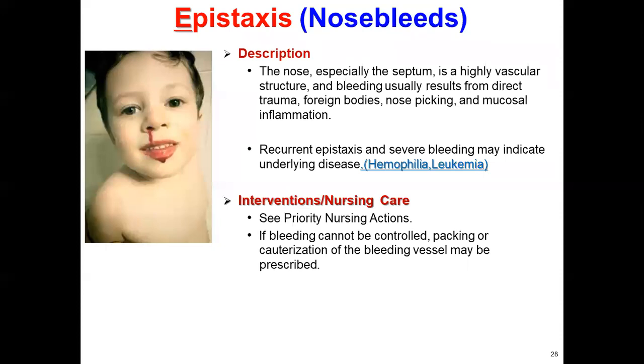If our patient has epistaxis, what is the nursing care? Right? The first priority is to stop the bleeding. If bleeding cannot be controlled, packing or cauterization of the bleeding vessel may be prescribed.